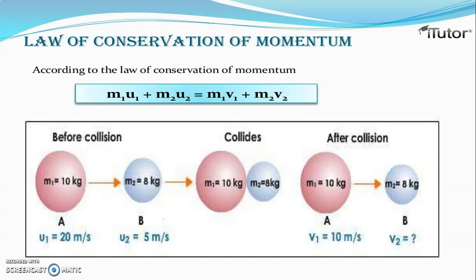Look at that beta, before collision and after collision. We have two bodies, m1 is 10 kg and m2 is 8 kg. First of all, their velocities: for m1 the velocity is 20 meter per second, for m2 the velocity is 5 meter per second. When they collide, m1 becomes 10 meter per second, but we have to find what will be the velocity of m2. By using the above equation, we can find the velocity of that object.